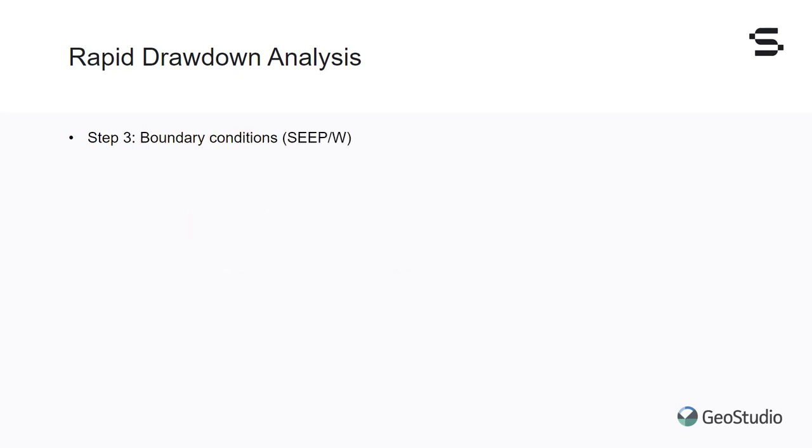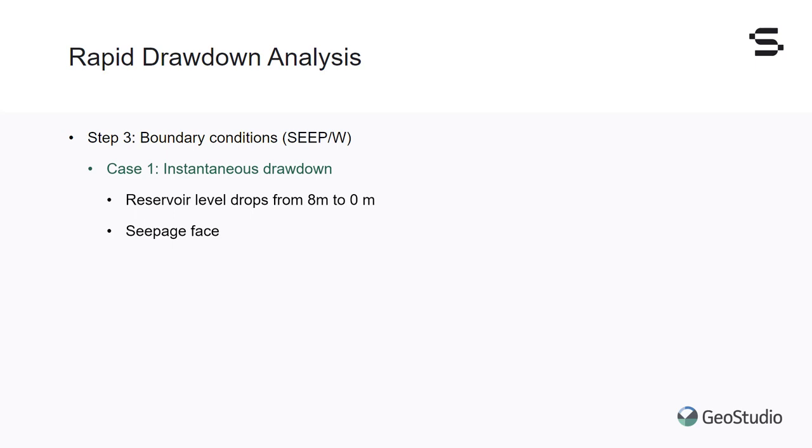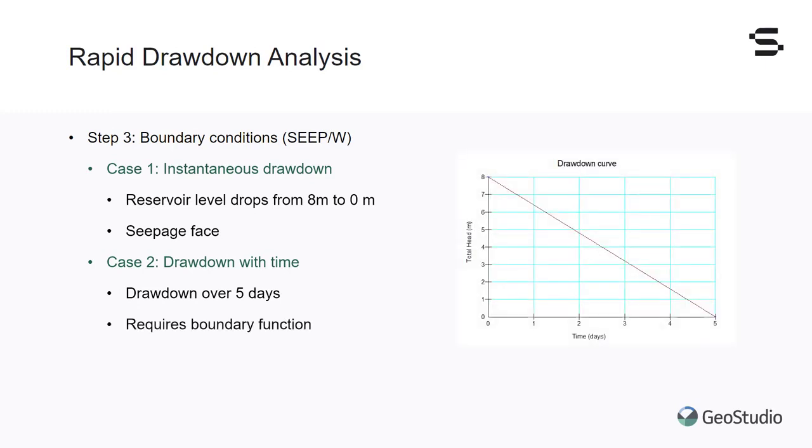The third step in a SeepW analysis is to define the boundary conditions. For the instantaneous drawdown case, the reservoir level drops to 0 meters at the beginning of the transient analysis. Thus, a seepage face is placed on the upstream face of the dam where the reservoir had previously been applied. In the second case, the reservoir level gradually decreases over 5 days. This requires the application of a boundary function along the upstream face of the dam, as shown here.